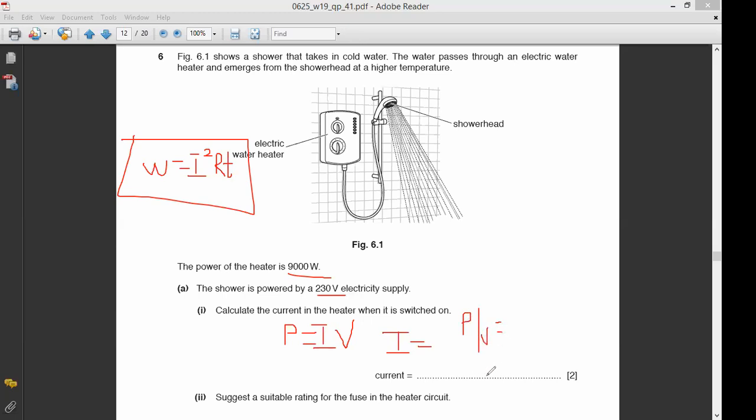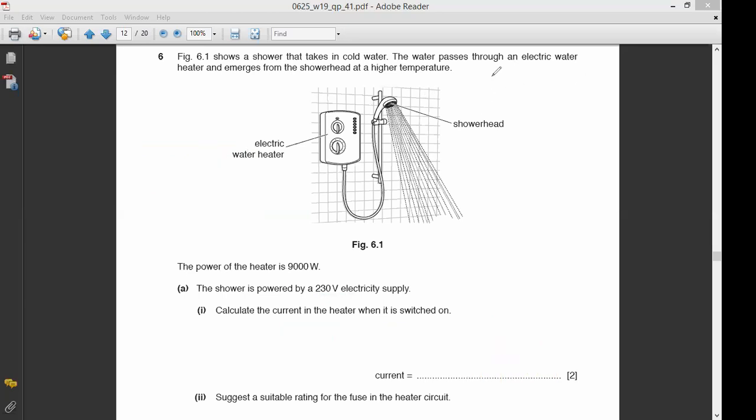So I want you guys to solve that and tell me the answer. What's the answer, please? Are you with your calculator there? Yes, sir. I'm getting 39.13. Yes, 39.13 ampere. Do not forget your units: ampere. I hope everybody understands that, right? Yeah.